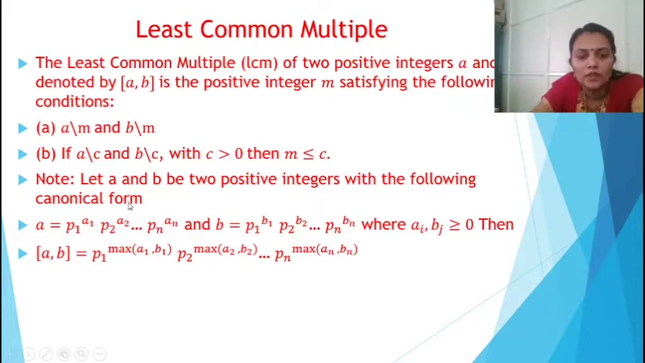Now, let a and b be two positive integers with the following canonical forms: a equals p1 raised to a1, p2 raised to a2, etc., pn raised to an, and b equals p1 raised to b1, p2 raised to b2, etc., pn raised to bn, where ai, bj are greater than or equal to 0. Then GCD of a, b is equal to p1 raised to min of a1, b1, p2 raised to min of a2, b2, etc., pn raised to min of an, bn.